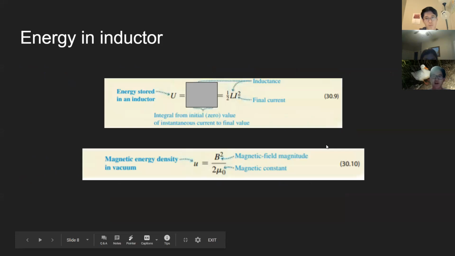The energy in the inductor, just know one half L I squared. Kevin covered up the calculus because it might just be confusing. Just don't worry about the calculus. Energy stored in the inductor, one half L I squared. And then the magnetic energy density, once again, it's just the equation. If they ask for it, you have the equation for it.